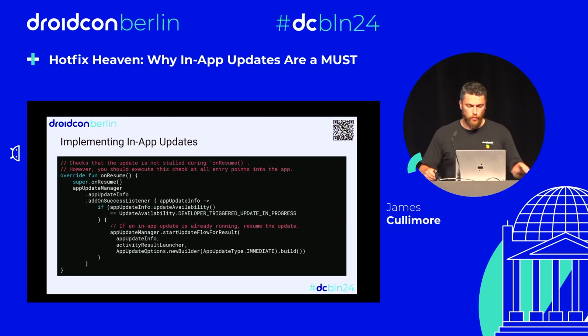In cases where, for whatever reason, the download failed or has stalled, for example, you might lose internet, or for any other reasons, it has been triggered but it hasn't been completed. So we do have this state as well, through the update availability, developer triggered update in progress. And when this happens, we simply start the flow as we had beforehand, and everything will continue on.